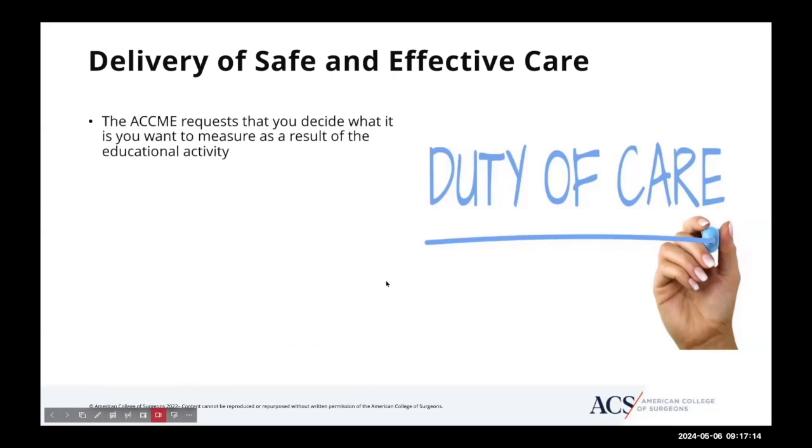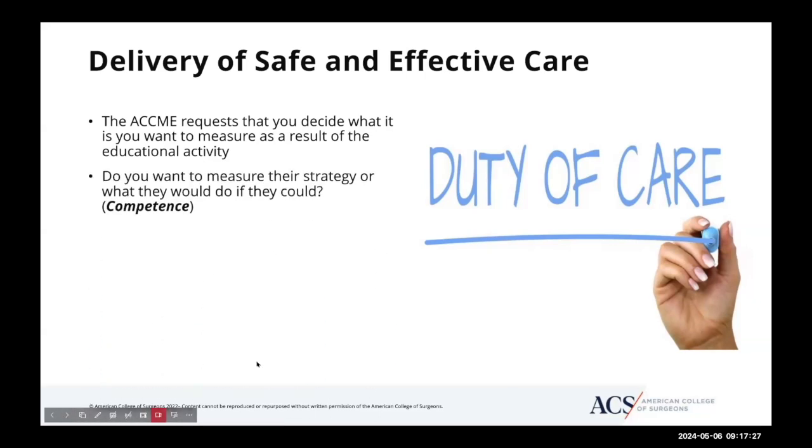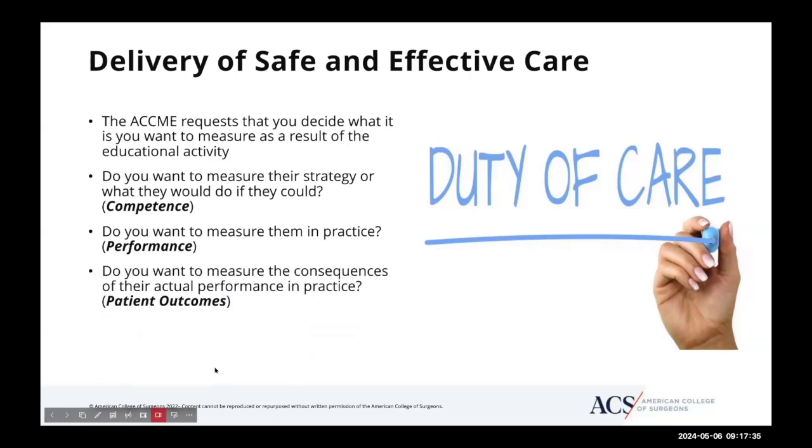And the ACCME requires that you decide what it is you want to measure as a result of your educational activity. So in conclusion, when you come up to these questions, do you want to measure what they would do if they could? Do you want to measure them in practice? Or do you want to measure the consequences of their actual performance in practice? So that's what you want to think about.